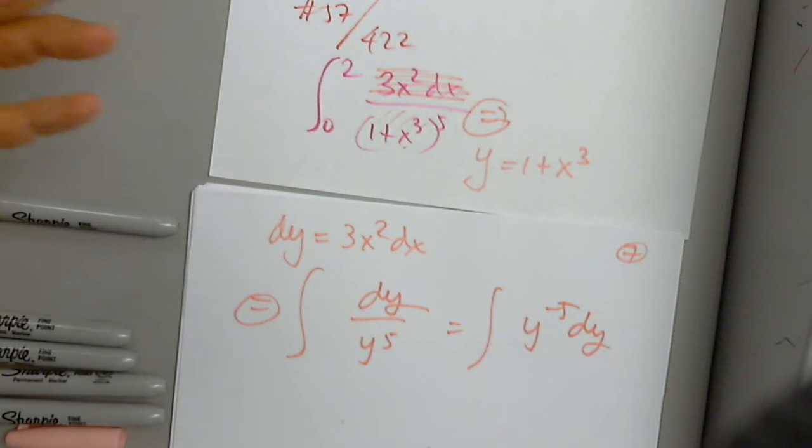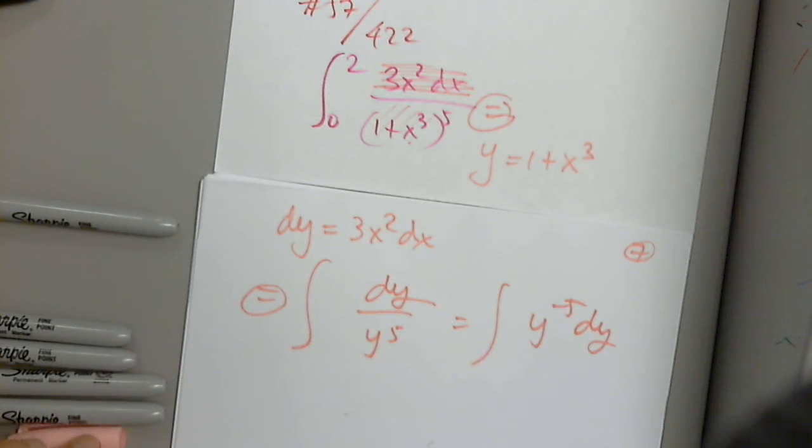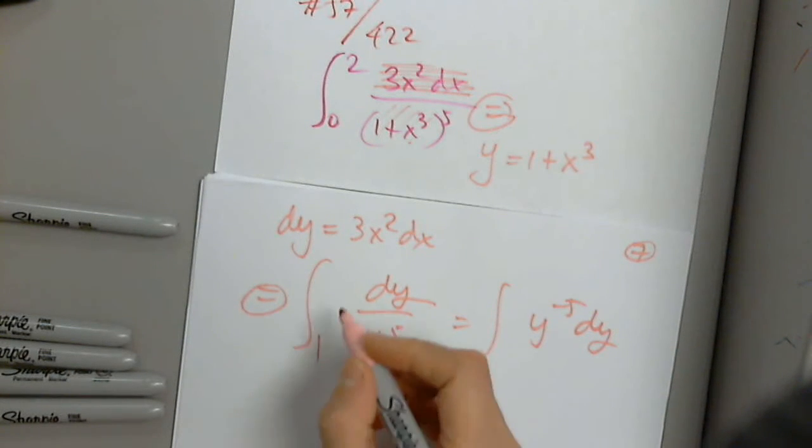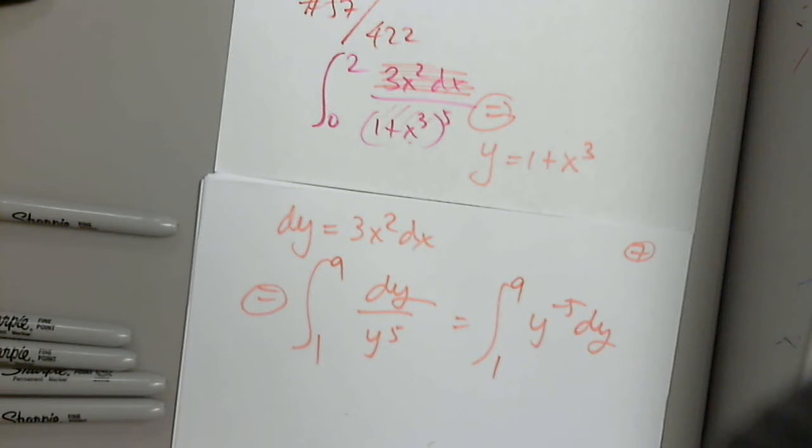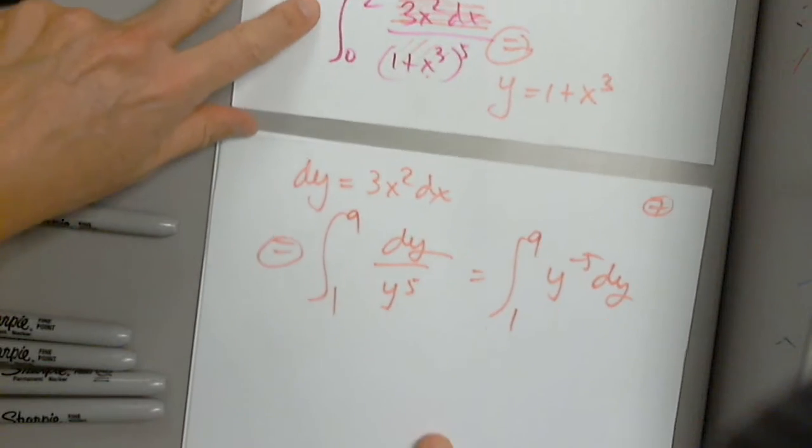That one. However, you have to stop for a moment. Do not copy the limits of integration. You understand that these 0 and 2 are limits for x, not for y. So when you move on to y, you cannot copy the limits of integration used for x. When x is 0, how much is y? 1. When x is 2, how much is y? 9. It's 2 to the third, 8 plus 1. Good.